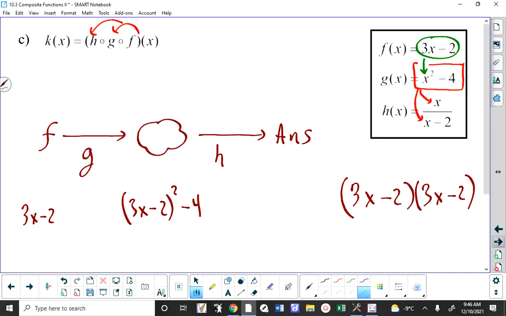You need to FOIL that out and get 9x squared. We're going to have minus 12x because my outer will be minus 6x and my inner will also be a negative 6x. And I'm going to have plus 4. Oh, that works out pretty good, doesn't it? Because then I have the minus 4, so at least my result, which is g of f of x, is just 9x squared minus 12x. You don't need to write this in here. I'm just going to drive the point home that that's the result of the first layer of what's going on here. That is going to go in for x in h.